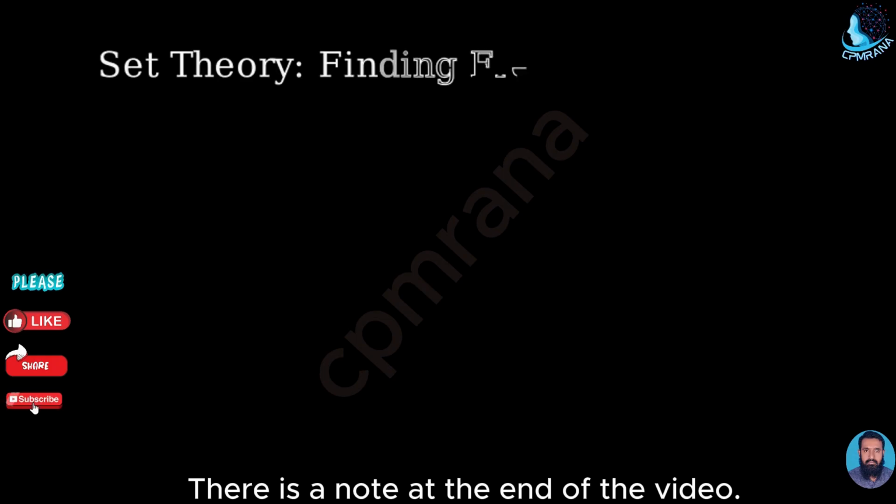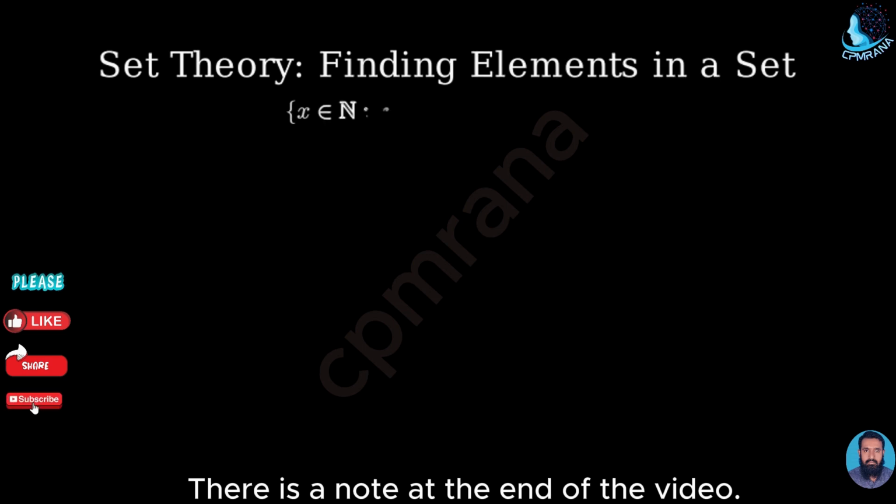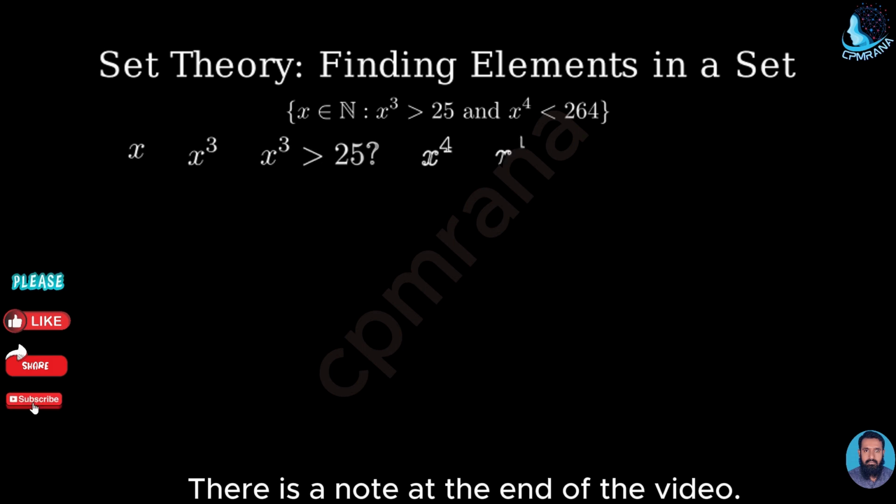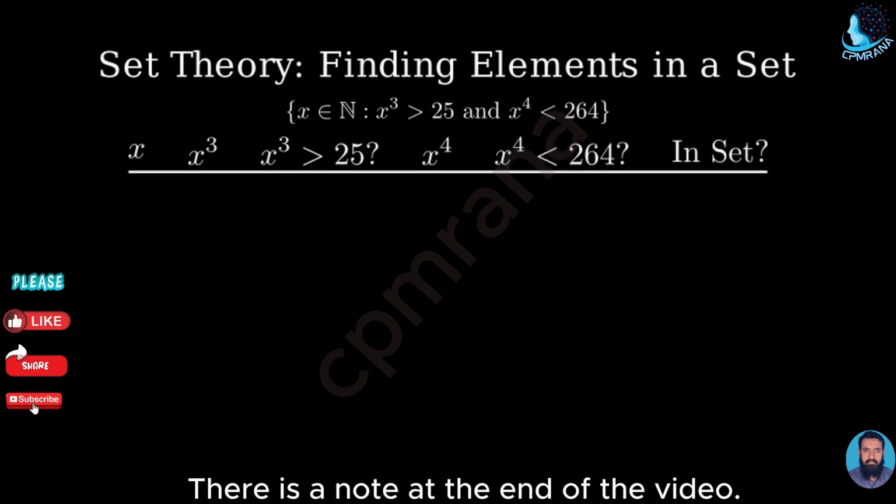Let's solve a set theory problem where we need to express a set in roster form. The set we're looking at is the set of natural numbers x, where x cubed is greater than 25 and x to the fourth power is less than 264. To solve this, we need to check natural numbers to see which ones satisfy both conditions. Let's create a table to organize our work.